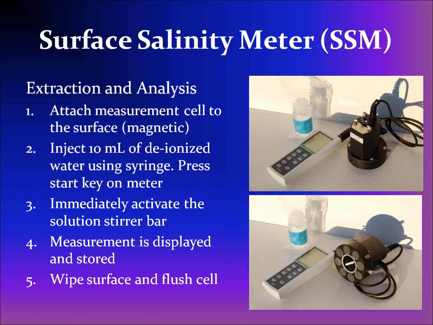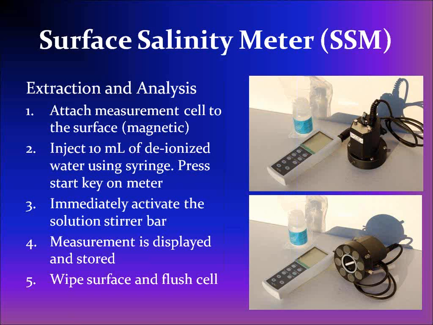An extraction and analysis of a carbon steel surface is performed by attaching the measurement cell to the surface and to the conductivity meter. The syringe supplied with the surface salinity meter is filled with 10 milliliters of distilled water supplied with the instrument. Immediately after injecting the water into the cell, the meter is powered up and the solution stir bar is activated. The clock on the display of the meter will switch to a countdown timer.